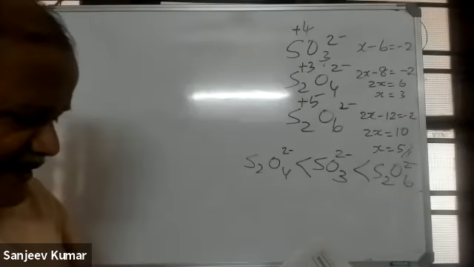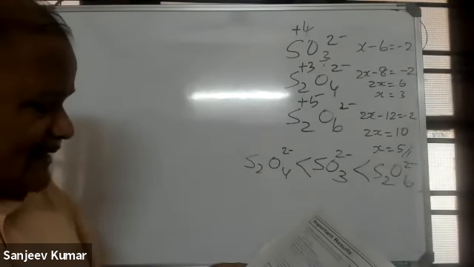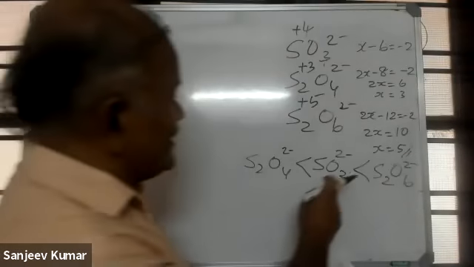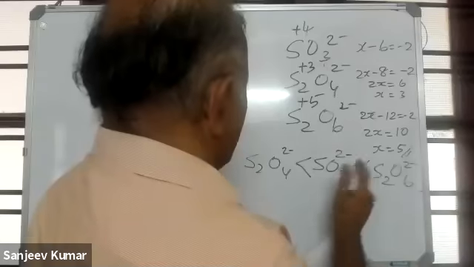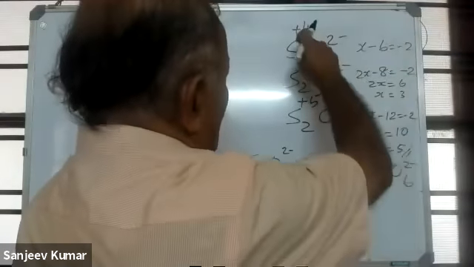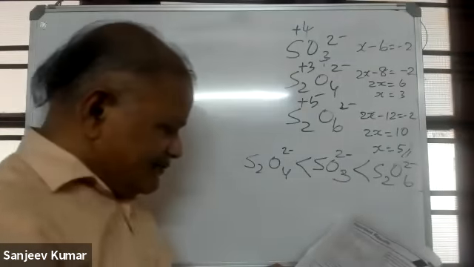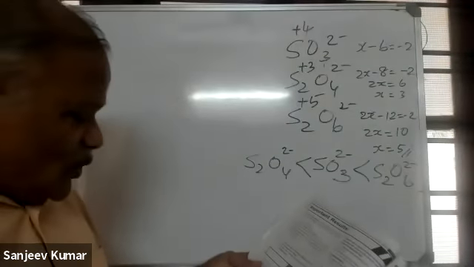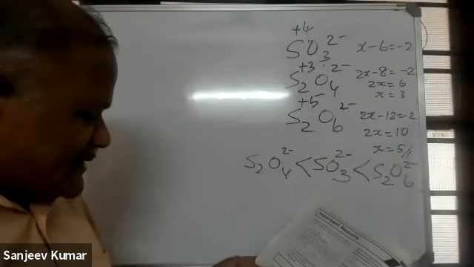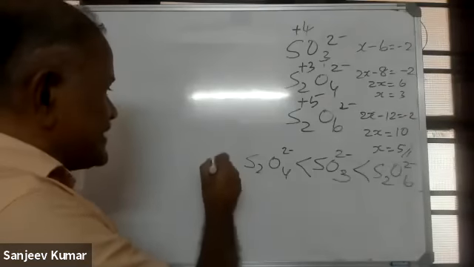That means the answer is S2O4 2 minus less than SO3 2 minus, with 3, 4, 5. Therefore, S2O4 2 minus is less than SO3 2 minus is less than S2O6 2 minus. Therefore, the choice is D.